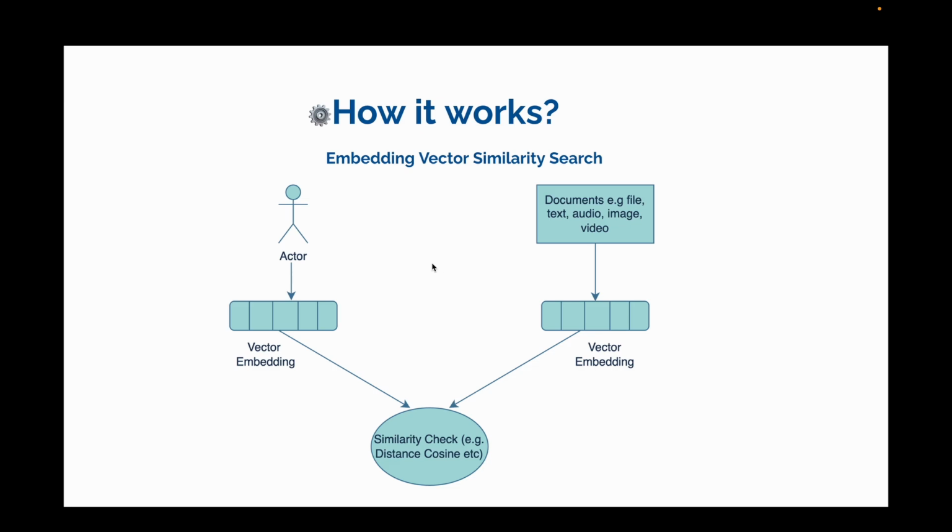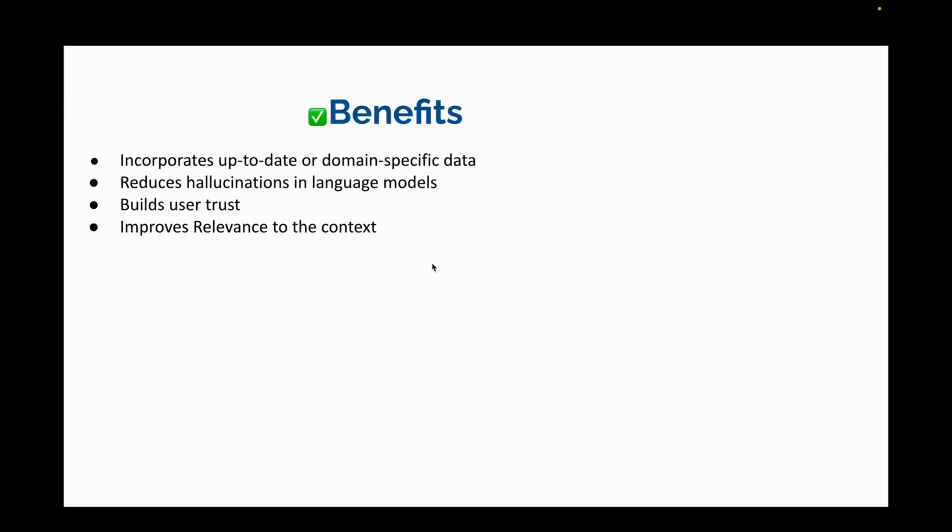What are some of the benefits? Like we mentioned before, it ensures that you have up-to-date or domain-specific data. When you have domain-specific data, a RAG technique is basically the go-to. It also reduces hallucination in large language models by providing you with context-relevant data. It also builds user trust because you'll be assured that it's going to get you an accurate answer. And like we already mentioned, it improves relevance to the context.